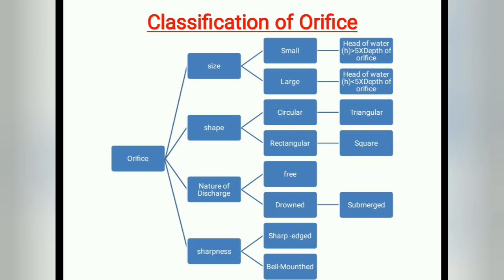And according to the edges, they are classified as sharp edge or bell mounted. In the bell mounted, we decrease the area of the orifice toward the edge, so we do not have sharp edges.